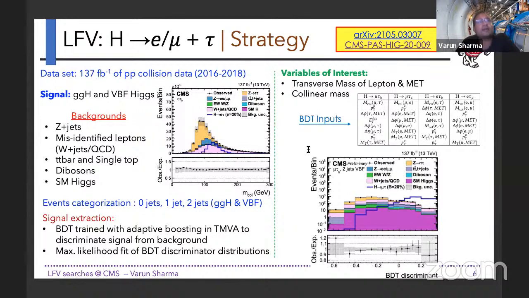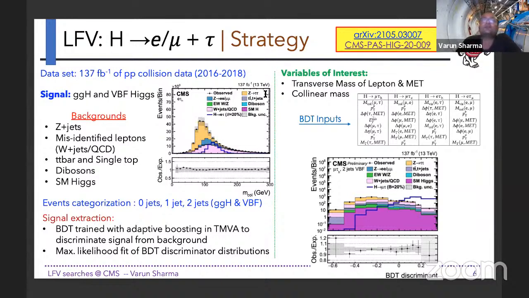Once the categorization is done, we have several inputs that are given into the boosted decision tree, which is used to extract the signal. Once the signal is extracted, a maximum likelihood fit is done based on the discriminator of the boosted decision tree to get results.